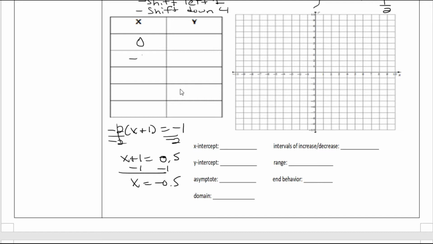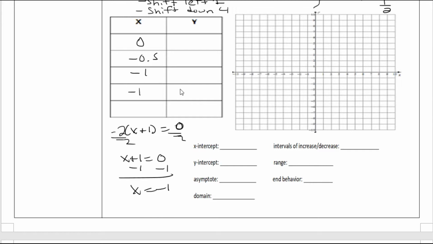Yeah, negative 0.5. All right, we're going to do one more. So now we're going to do 0. So then divide both sides by negative 2. So you get x plus 1 equals 0. Subtract 1 on both sides, and you get negative 1. So we can kind of see the pattern here. It's going by negative 1.5, negative 0.5 on each side. So that's going to be our pattern.